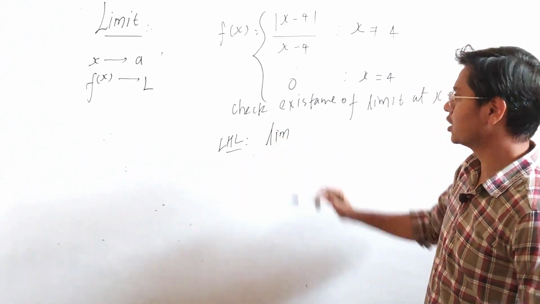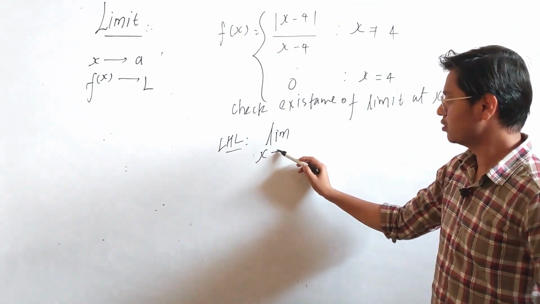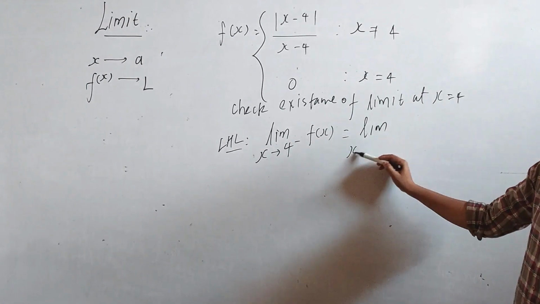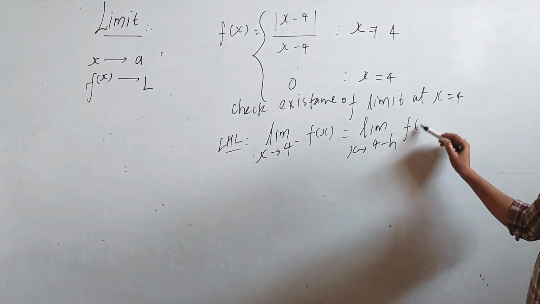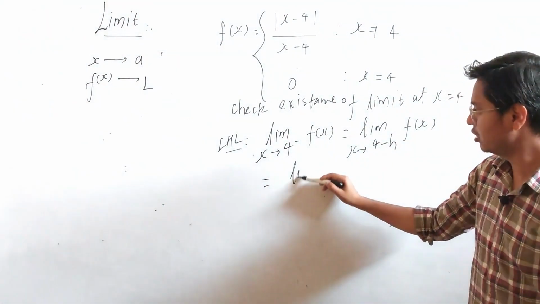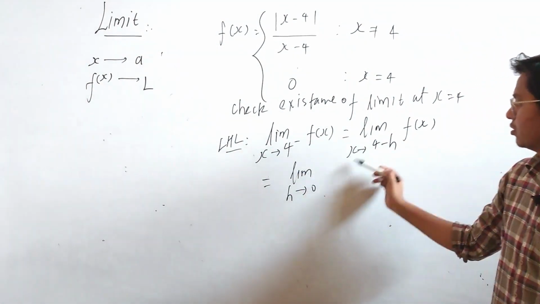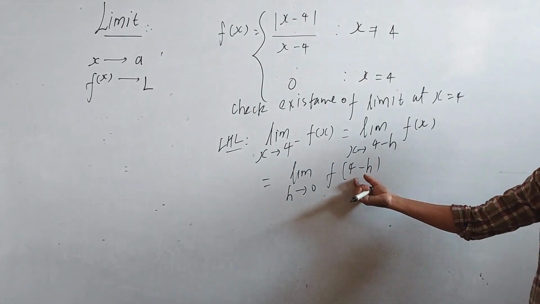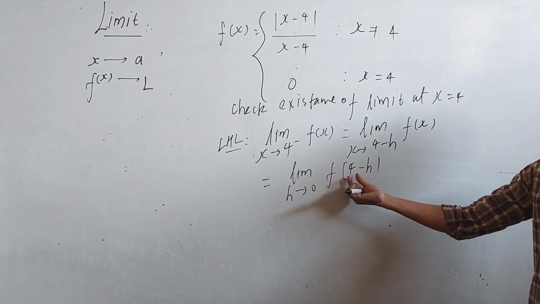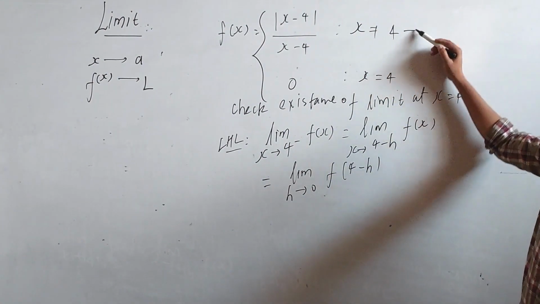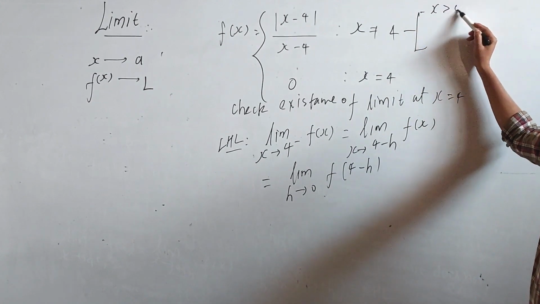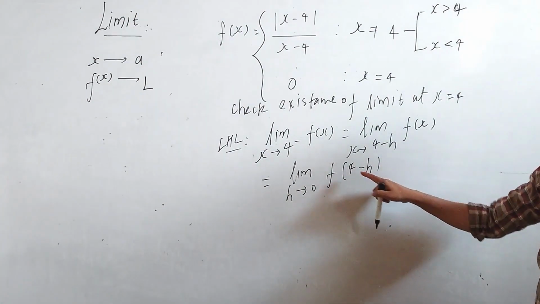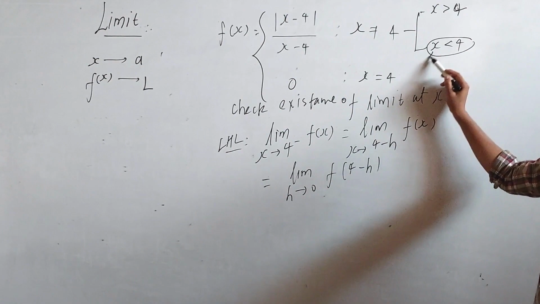So the limiting or critical point is x is equal to 4. So that is limit x tending to 4 minus of f(x). That can also be written as limit x tending to 4 minus h of f(x), or limit h tending to 0, where x is replaced by 4 minus h. 4 minus h means the value of function when x is less than 4. x does not equal 4 means either x is greater than 4 or x is less than 4. 4 minus h means x is less than 4.